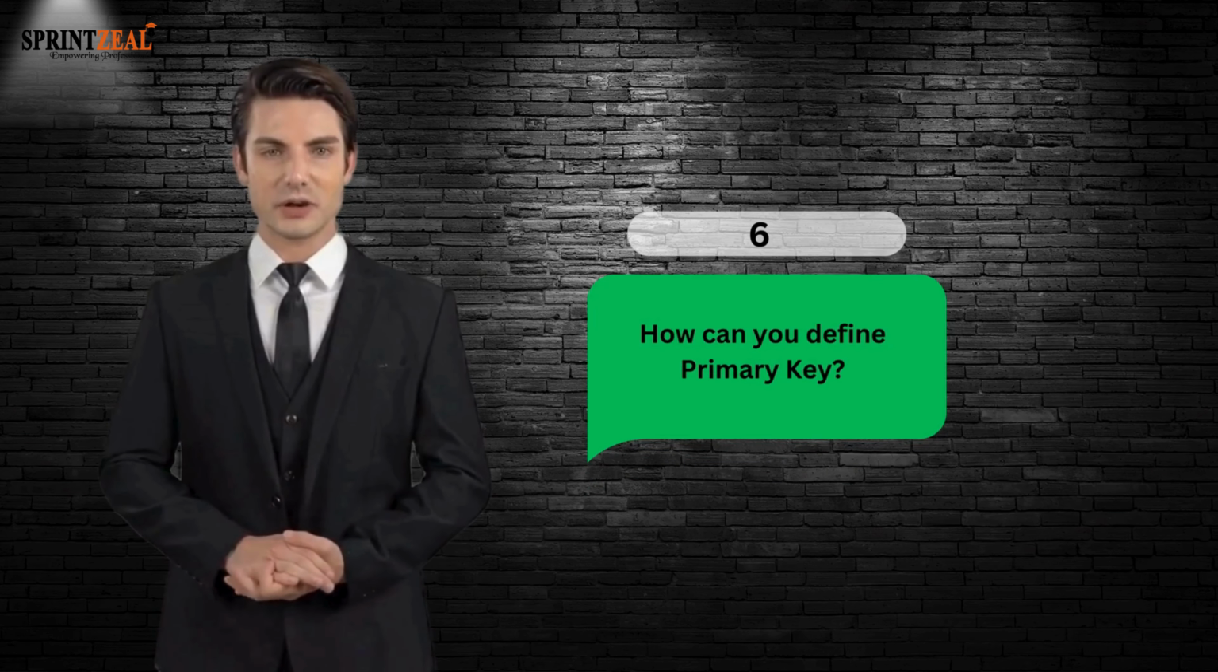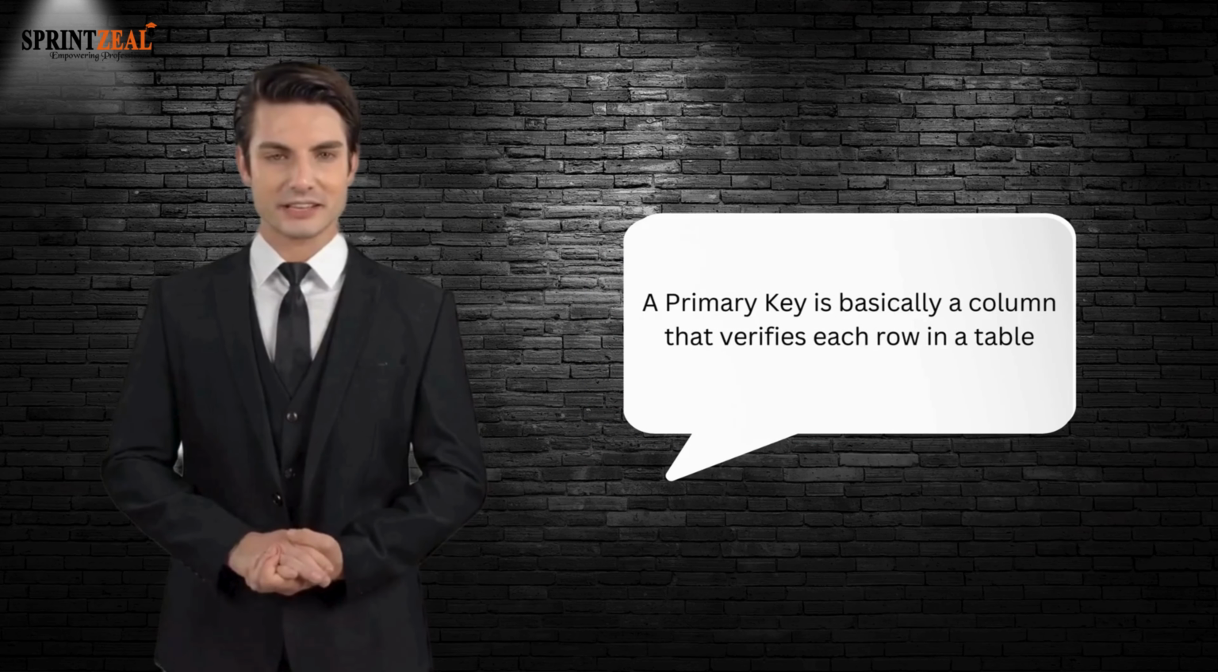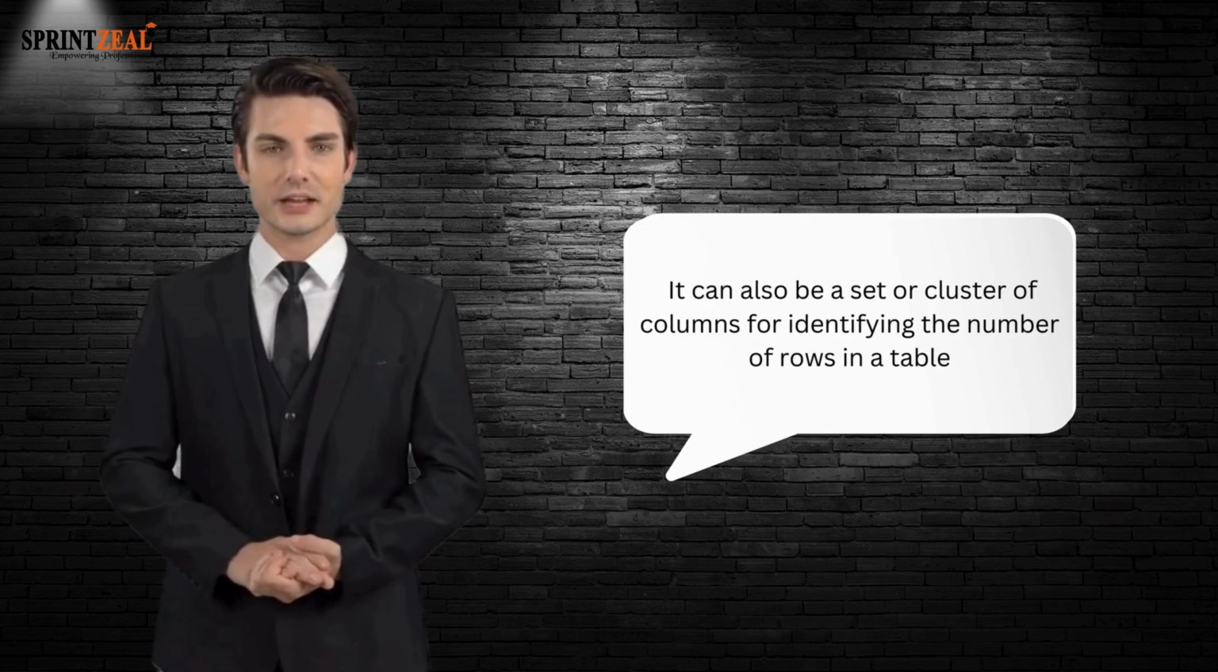How can you define primary key? A primary key is basically a column that verifies each row in a table. It can also be a set or cluster of columns for identifying the number of rows in a table.